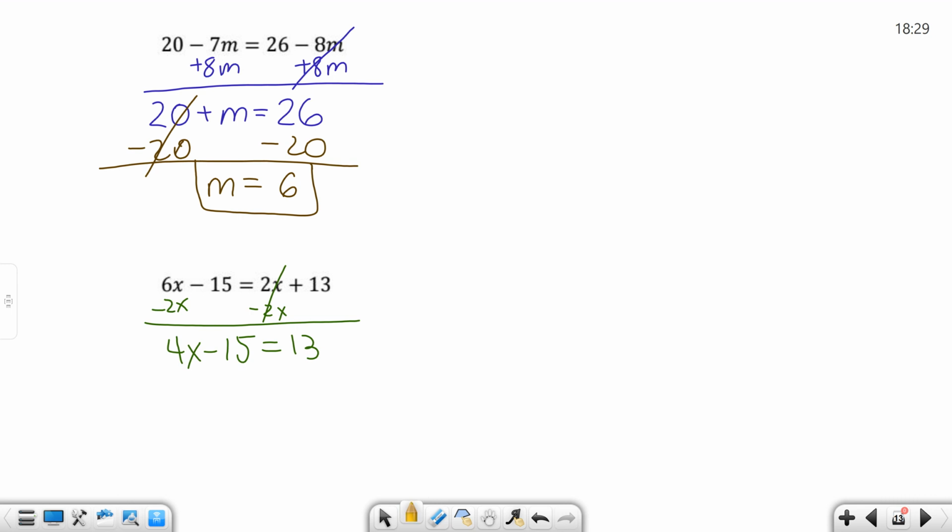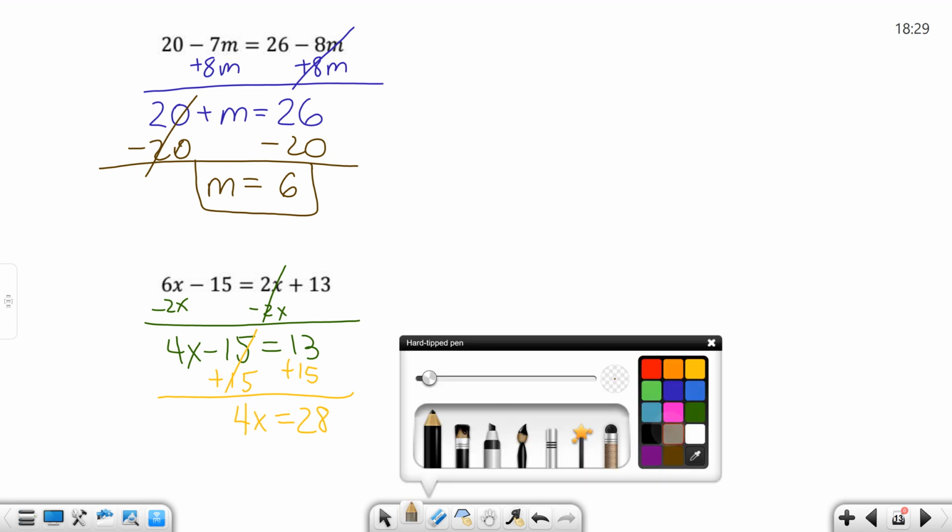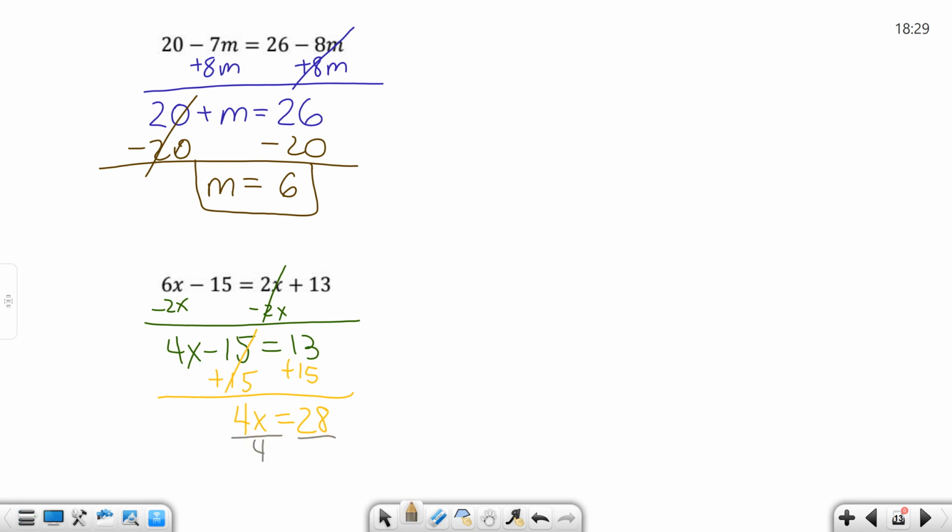Now, any of the 4 moves is okay there. Now there's a best move. The best move now is to add 15 to both sides because the 13 is by itself, and the thing like it is the negative 15. So add 15 to both sides. That cancels, and 4x equals what? 13 plus 15 is 28. And then what do we do? We divide both sides by 4, and we get x equals 7. Okay? x equals 7. And that is our final answer there. x equals 7. So let's see what the next page holds for us.